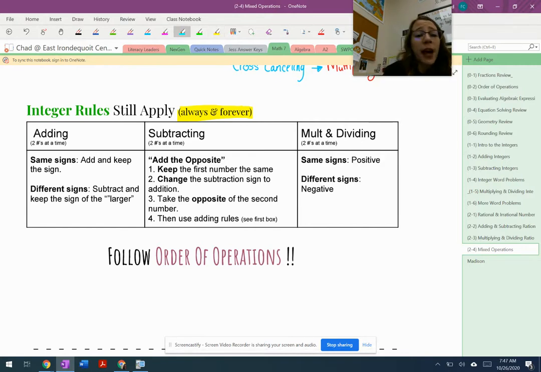So when you're adding, if you have same signs, you're adding and keeping the signs. Different signs, you're subtracting and keeping the larger sign, whichever you had more of. That's where you're thinking about that little bubble. If you were to do those bubbles, do you have more plus signs or more minus signs in there? When you're subtracting, you want to consider adding the opposite, keeping that first number, changing the second to subtraction, and then taking the opposite of that third number. Then you go back to your first box and use those adding rules again. Or you're checking yourself in your calculator. You've got to get something in order so you can check yourself here.